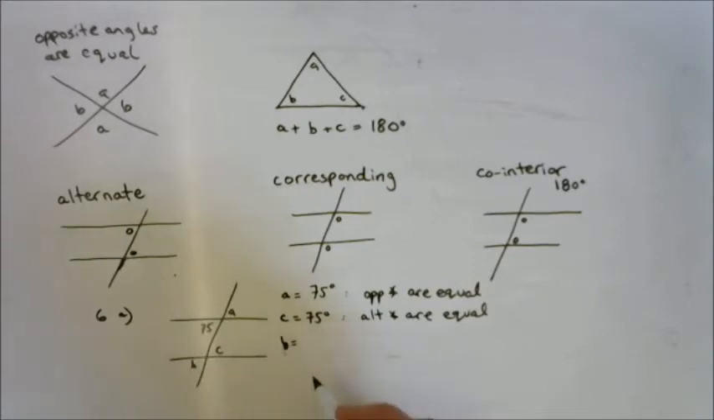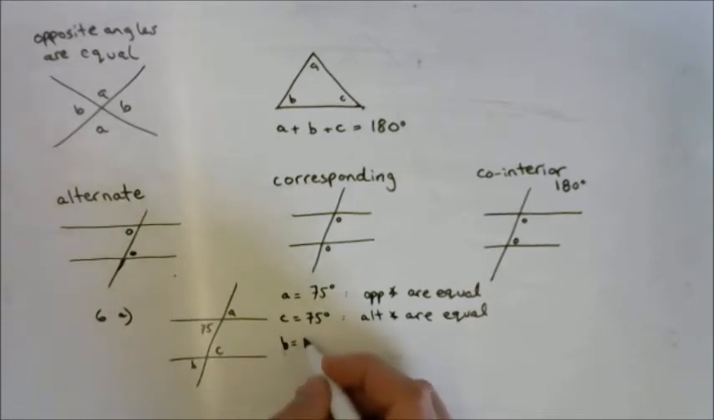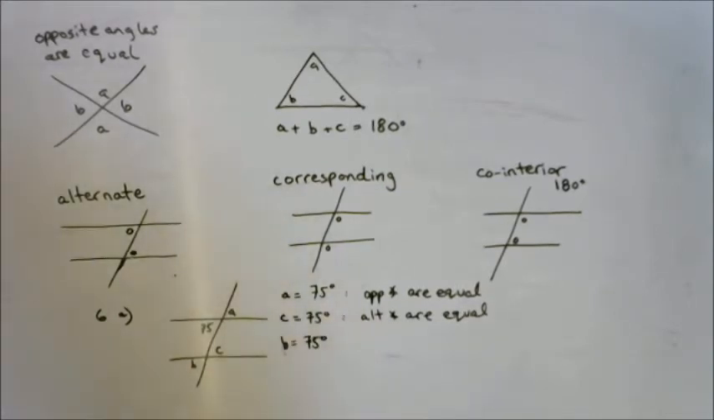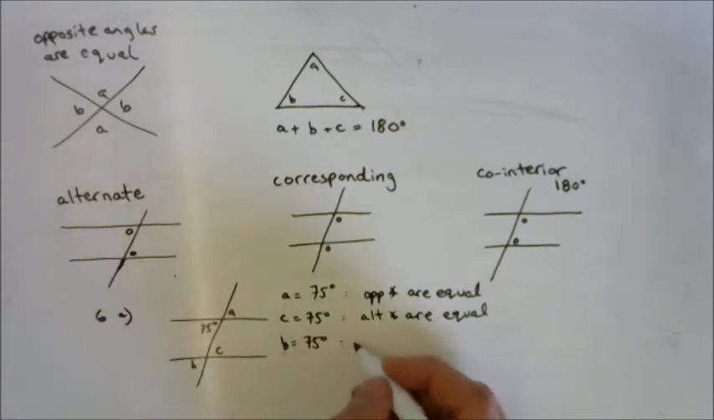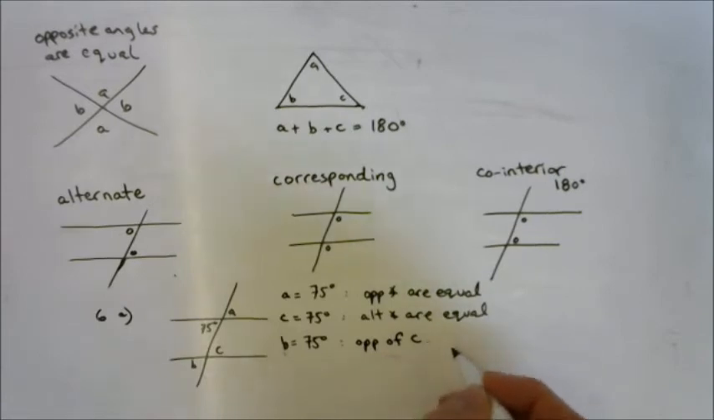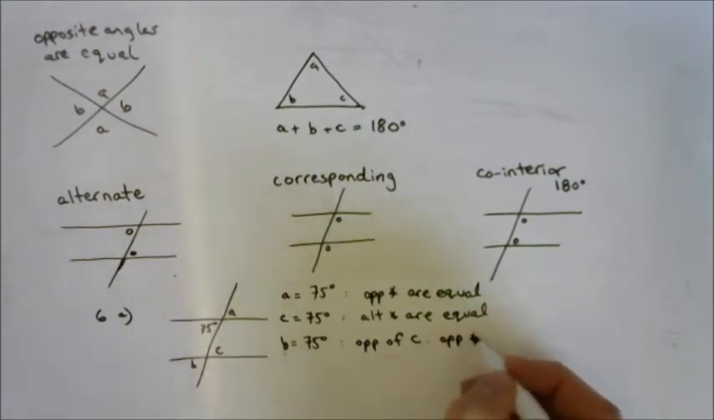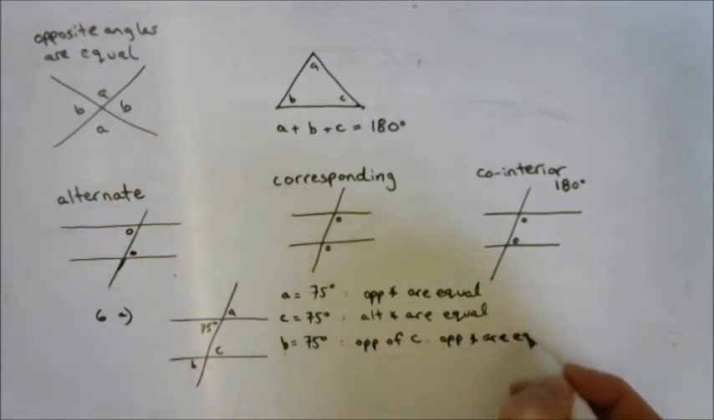And B, 75. How do we know that? Because it's opposite of C. You can use opposite of C, or you can use corresponding with the angle that was given at 75 degrees. Everything is equal. So this is opposite of C, opposite angles are equal.